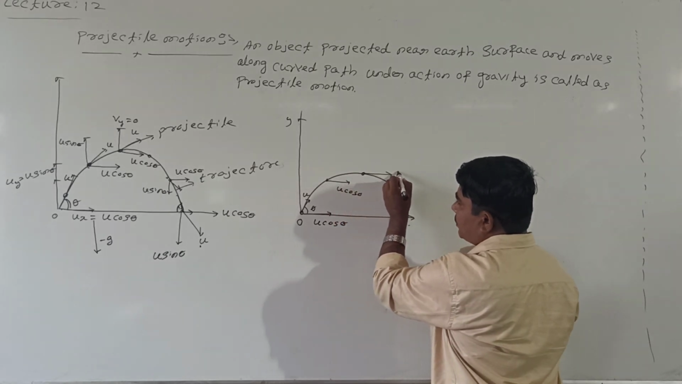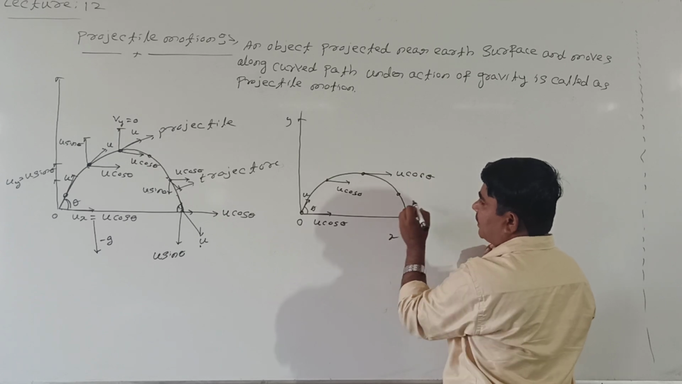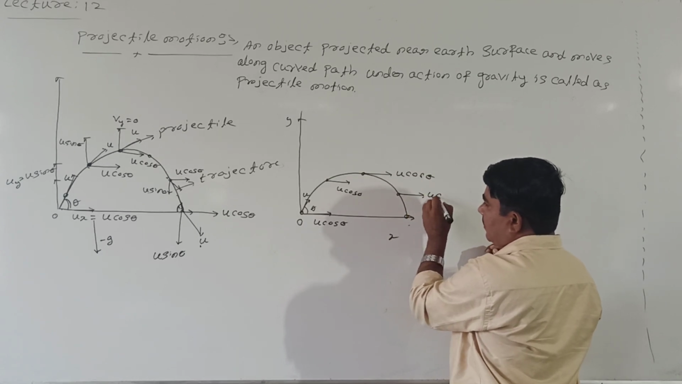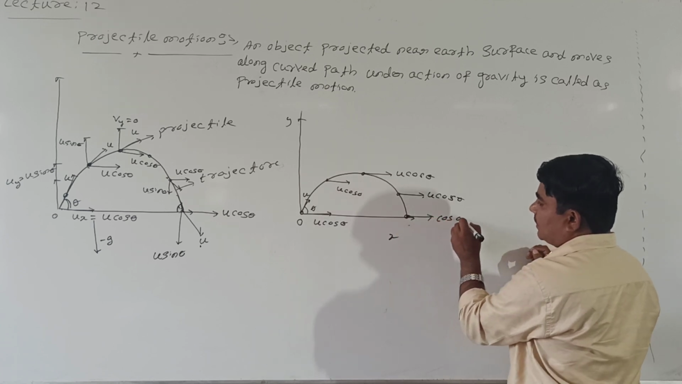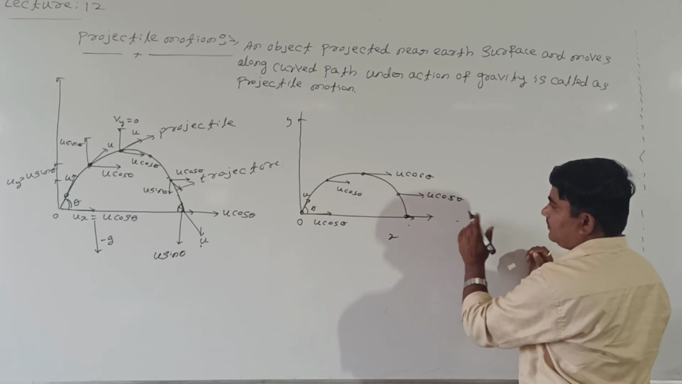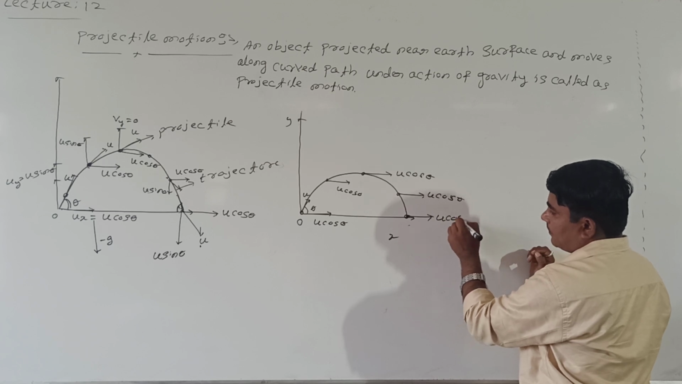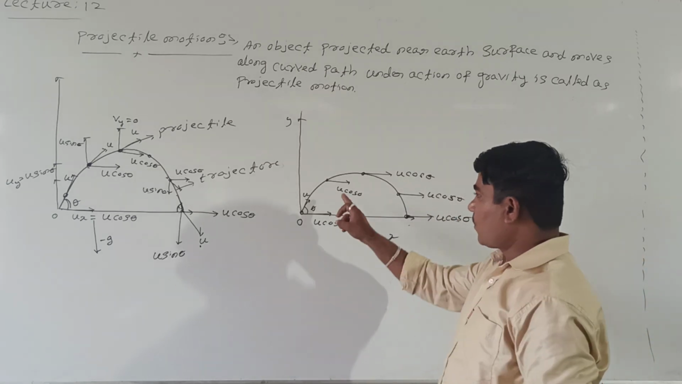Similarly, how much? U cos theta. What about this again? This again u cos theta. What about this? U cos theta. U cos theta remains the same.